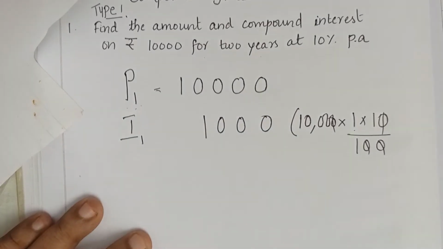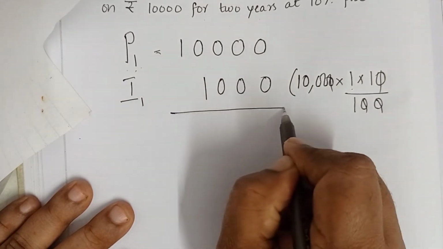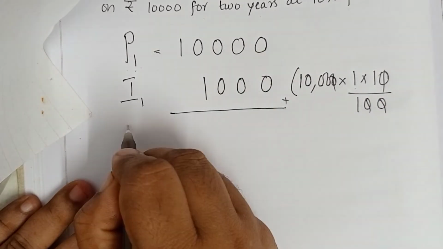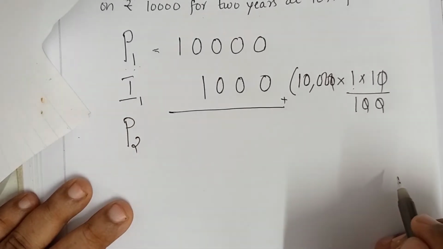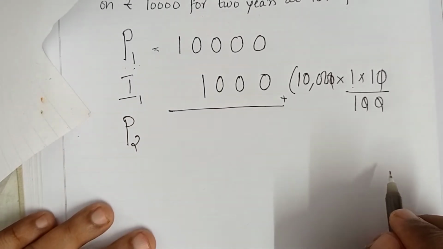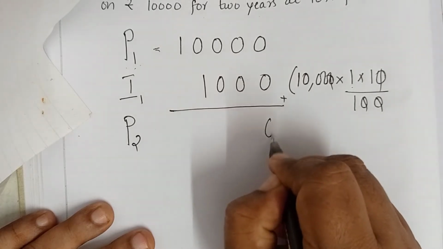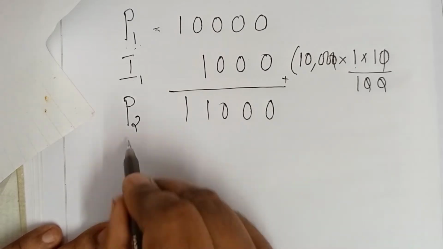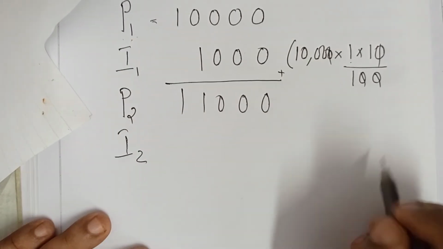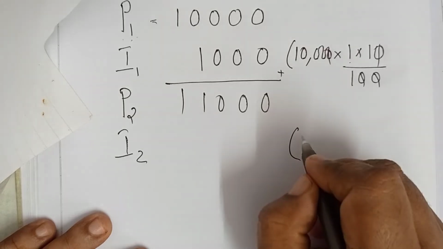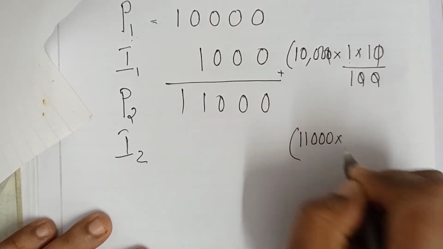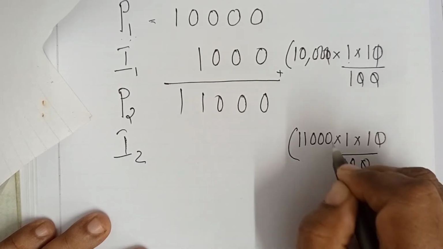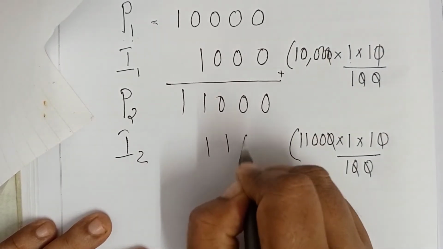You have to write like this. Then on adding, always principal plus interest, adding plus. That is the principal for the second year, beginning of the second year. Add 11,000. Okay. Then we have to find I2. I2 means P2, that is 11,000 into 1 into 10 by 100. Zeros cancel, 1100.